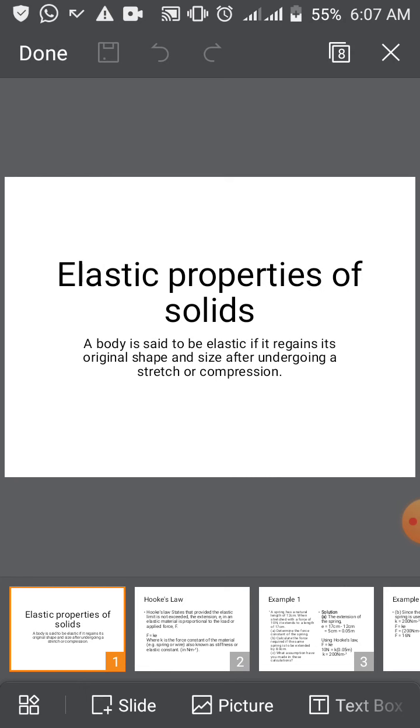A body is said to be elastic if it regains its original shape and size after undergoing a stretch or compression.